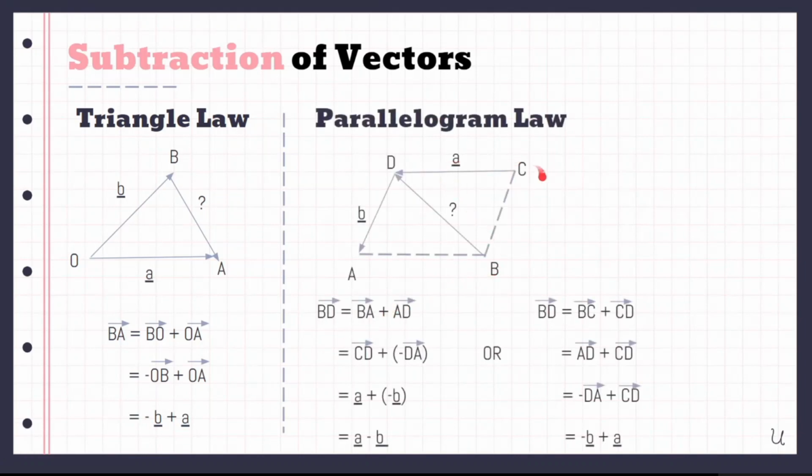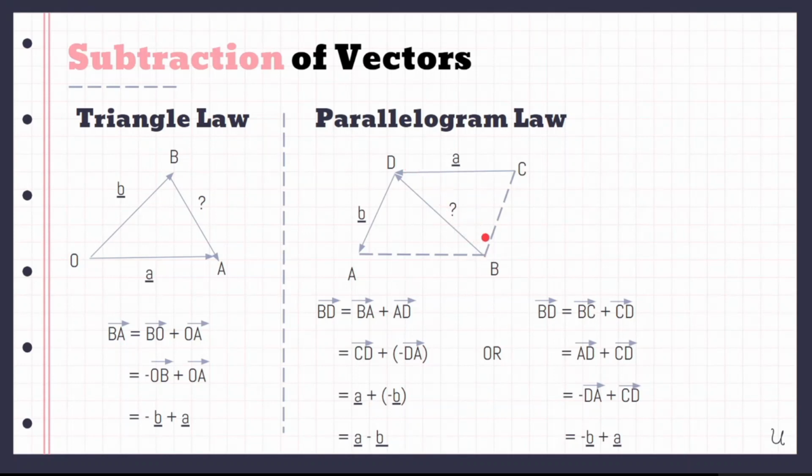For the parallelogram law, when we want to find BD, we see that BD can be expressed as BA plus AD. Note that BA is equal to CD as they are in the same direction and parallel to each other. However, for AD, we see that it's in the opposite direction of DA. Hence, we need to put a negative sign for it. So we will get CD plus negative BA, which is also equal to a plus negative b, and in the end, we will get a minus b.